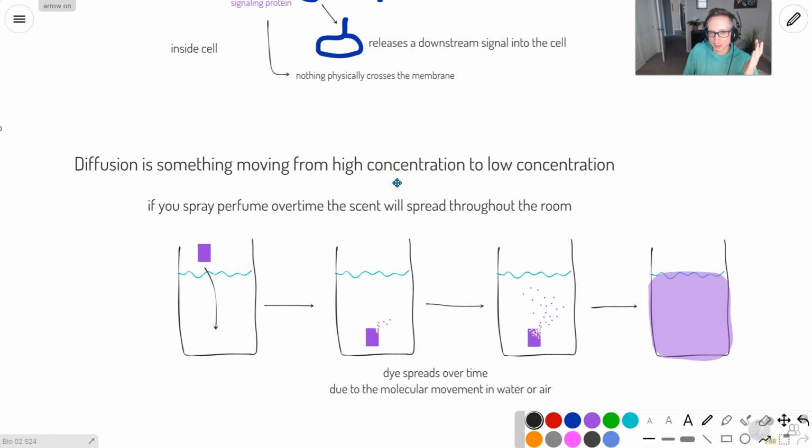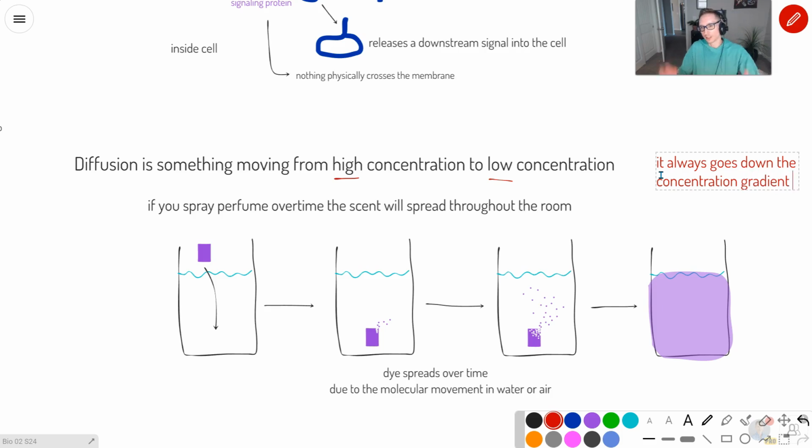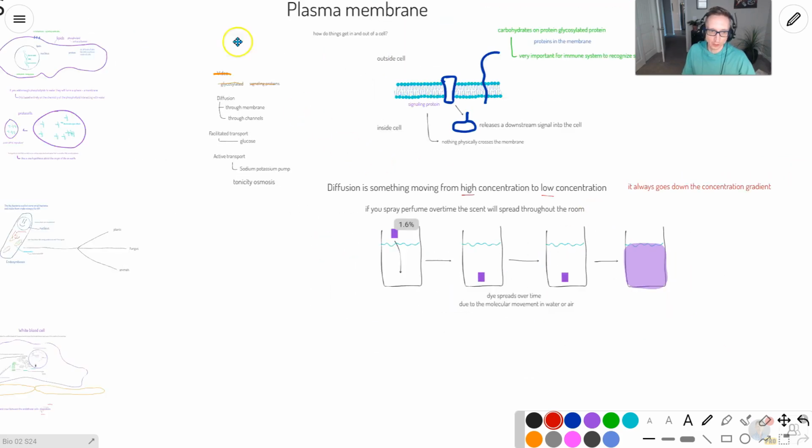It always goes from high concentration to low concentration. Another term for this is that it goes down its concentration gradient. It always goes down the concentration gradient. Just like if you had a big lake behind a dam and you smashed the dam, the water is very concentrated in the lake, so it's going to rush out the dam. Always goes down its concentration gradient.